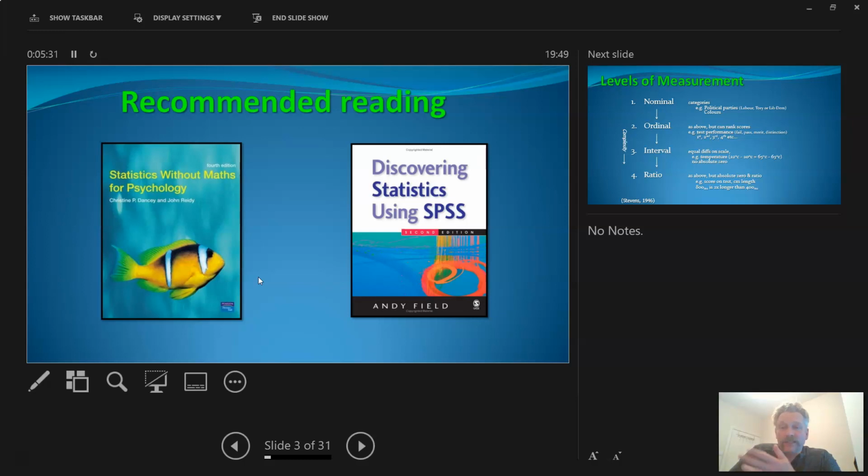Recommended reading, obviously a statistics book. The Dancey and Reidy book is particularly good if you're new to statistics and you want someone to give you a guiding hand through how to interpret and why you would actually do these tests in the first place. If you feel like you've got a more robust understanding of statistics and you want to dig that bit deeper, then any book by Andy Field, but particularly his Discovering Statistics, is a good read. It'll certainly help you uncover more about what the statistic is actually doing.